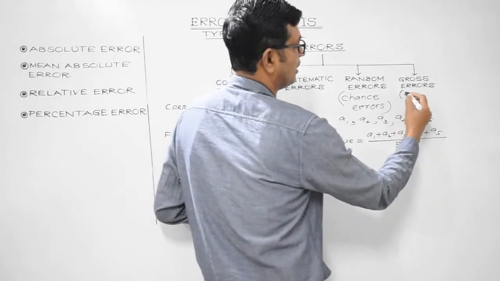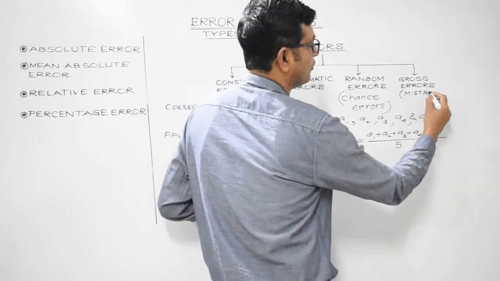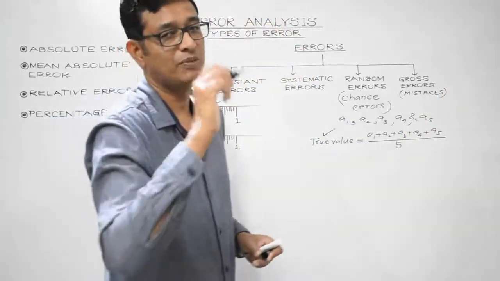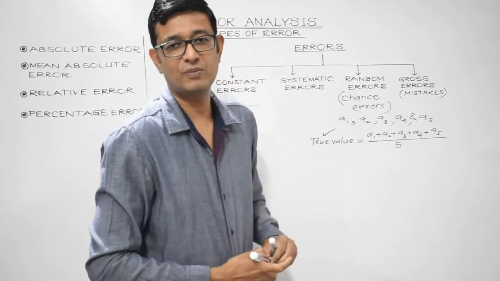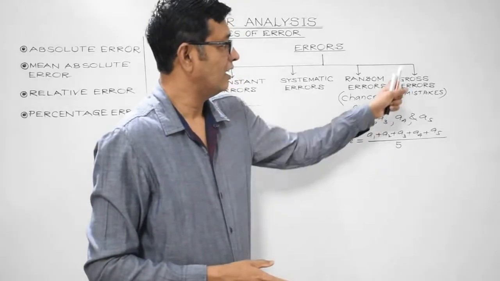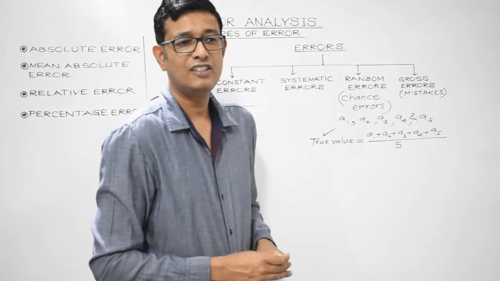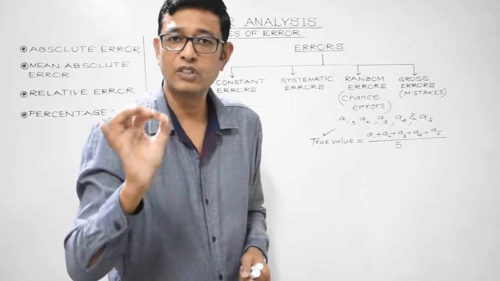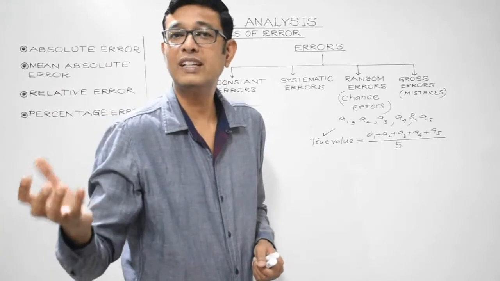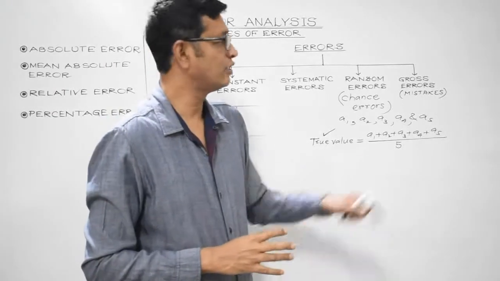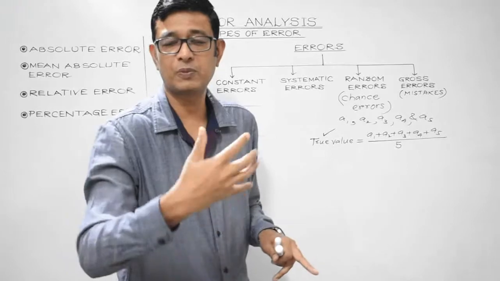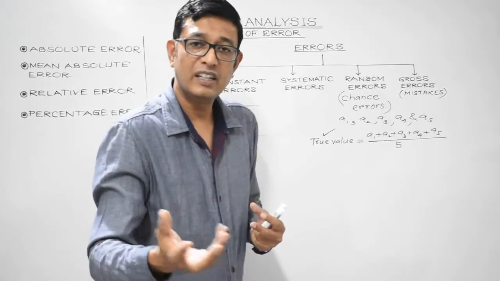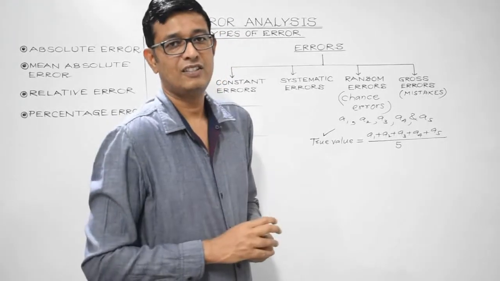Gross errors. Students, these are the mistakes. There's a difference between error and mistakes. Gross errors are known as mistakes, right? These errors occur due to faulty observations on the part of the experimenter. It is due to the inexperience of the experimenter. The more experienced the experimenter is, the lesser will be the error.